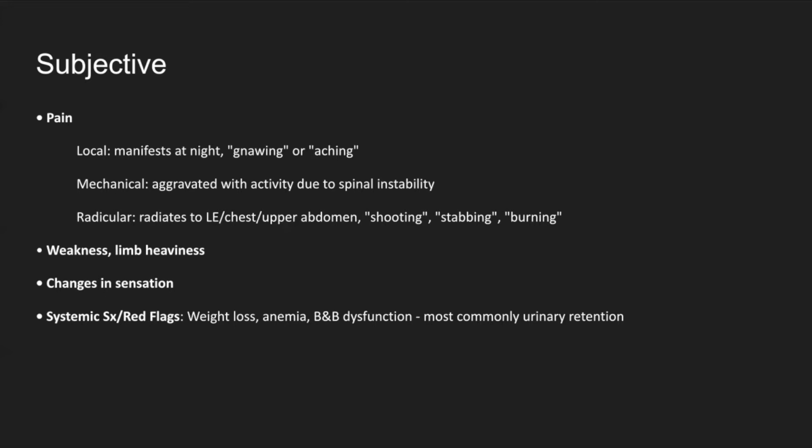From the articles we found on spinal cancer, radicular pain can radiate to the lower extremity, chest, and upper abdomen. We also have weakness, limb heaviness, changes in sensation, whether that's hyperesthesia, paresthesia, anesthesia, and then systemic symptoms related to the cancer or red flags, including unexplained weight loss, anemia, which may present as dizziness, lightheadedness, fatigue, malaise, and then the bowel and bladder dysfunction, which is most commonly seen as urinary retention.